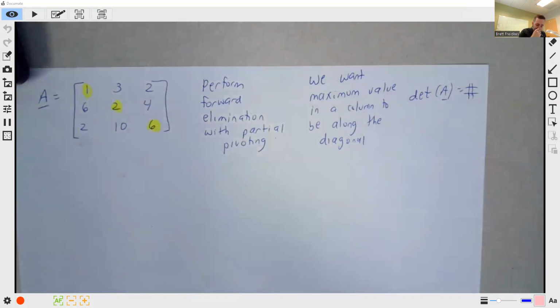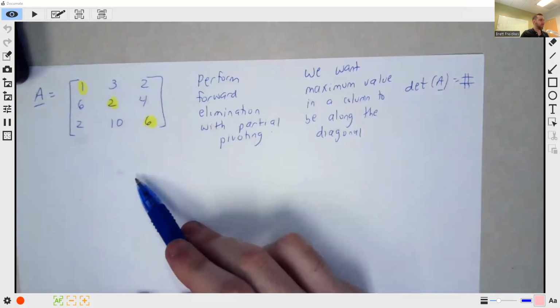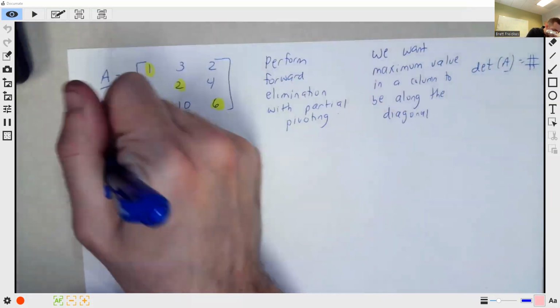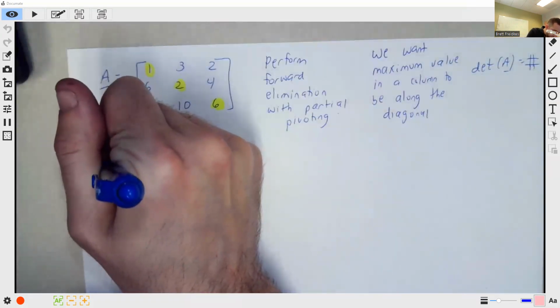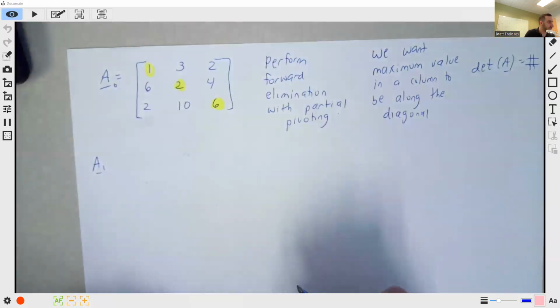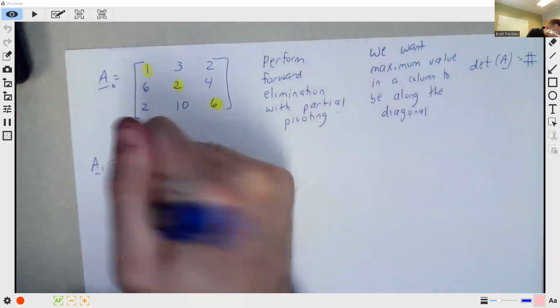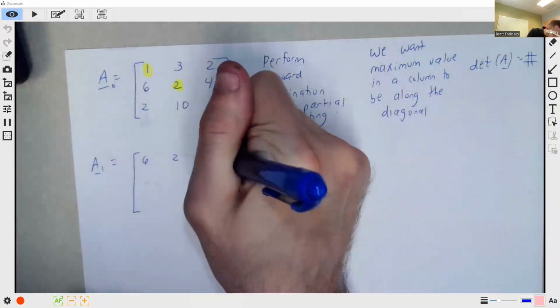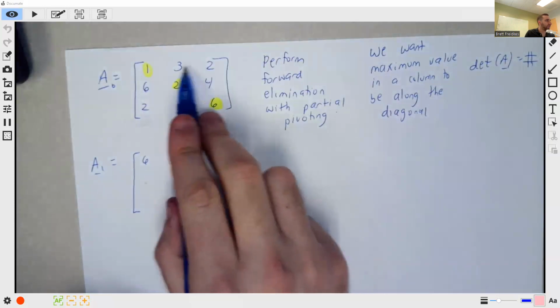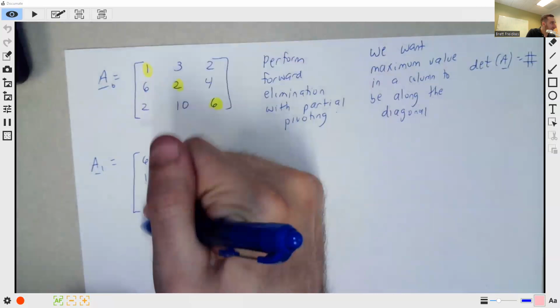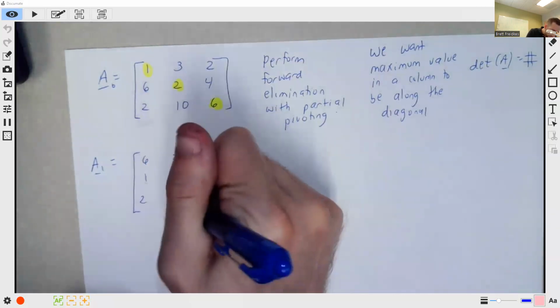Let's go ahead and see how we do our forward elimination here. So first thing we want to do is pivot. So we'll say, I'll call it A1. This will be A0. That's our initial. And what we'll do is we will go ahead and, actually, let me move my space out of the way. We'll go ahead and pivot, have the 6 in the top row, 6, 2, 4, and we'll switch that with this row.